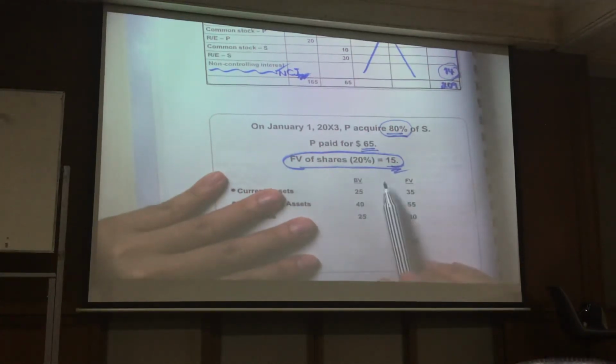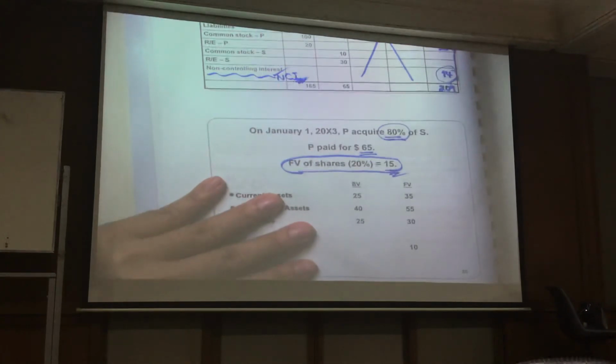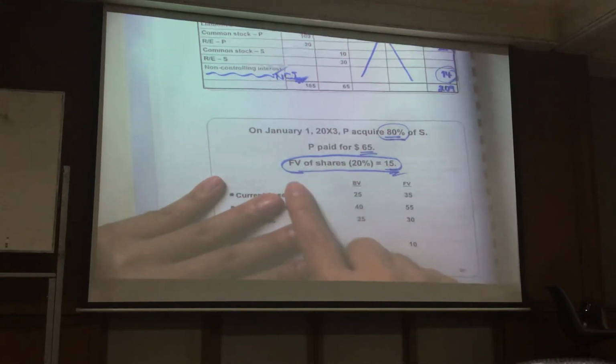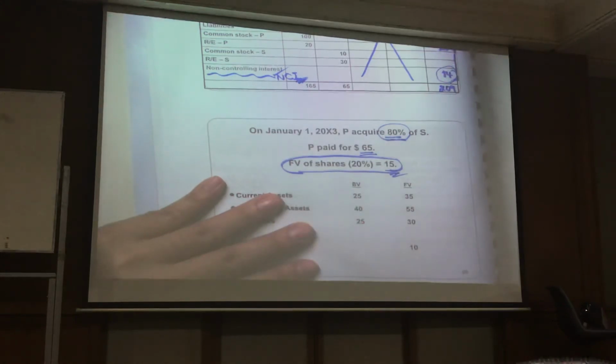How can I find it? Think about the stock market. The company is listed in the stock market. The market share price is right there on the list on the stock market. So I just multiply price per share with the number of shares that I didn't buy. That's how you get the fair value of the share that you didn't buy. Very easy to find out if the target company is listed.